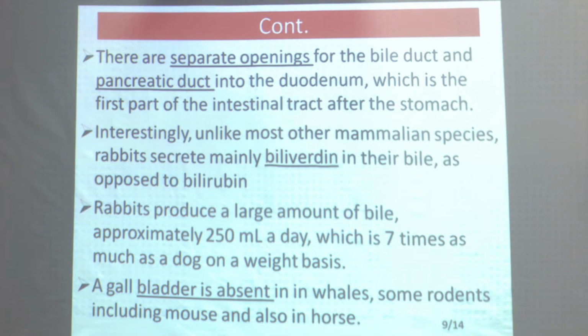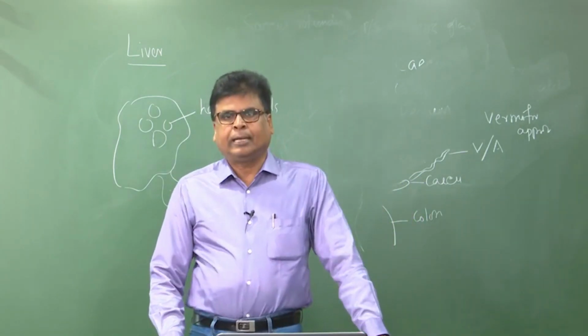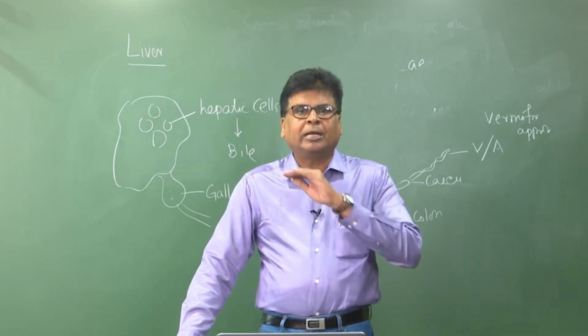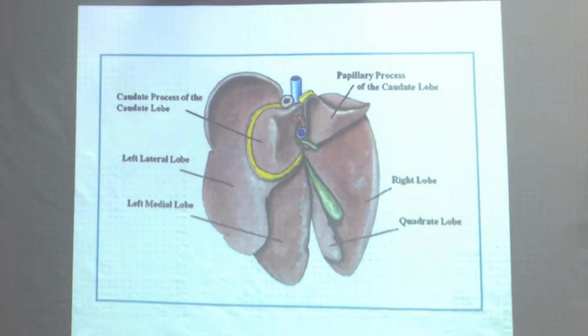A gallbladder is absent again. I have told you that the gallbladder is not present in all mammals. In the case of the horse, some rodents, and even the whale, the gallbladder is not present. So, this is the structure of the liver in the case of the rabbit.